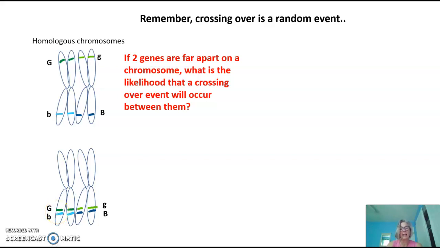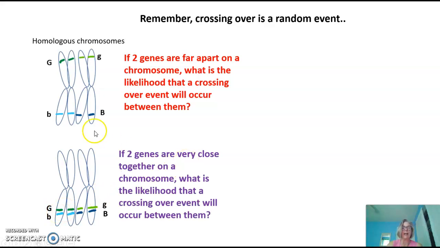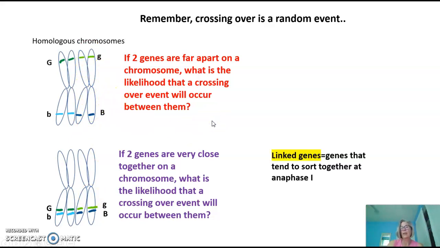And that's very unlikely. It's much more likely that you're going to get crossing over events somewhere in this large chromosome, but to get it right in between these two genes is very unlikely. So if they're very close together on a chromosome, the likelihood of a crossing over event is very small. If they're very far apart, the likelihood of a crossing over event between them is very high. So linked genes are genes that tend to sort together at anaphase 1, and by definition, they have to be close together on the same chromosome.